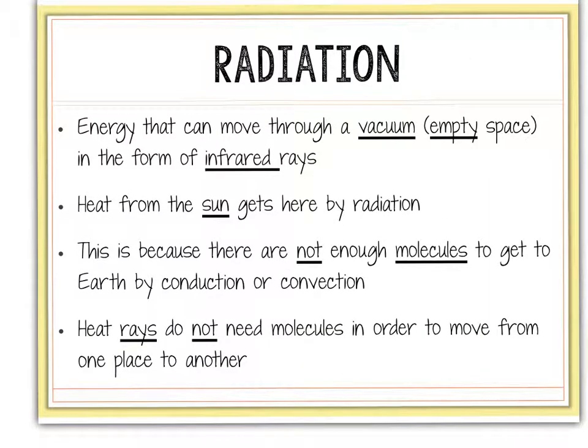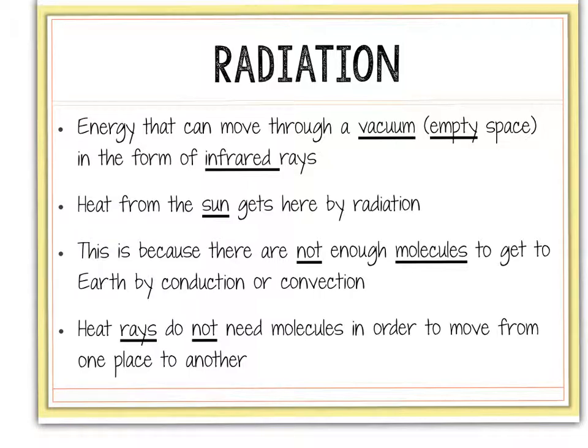The third type of heat transfer is radiation. Radiation is energy that can move through a vacuum. What is a vacuum? Well, a vacuum is just empty space. And heat is going to move through that vacuum in the form of infrared rays. We haven't talked about what infrared rays are, but we will go into that when we discuss the electromagnetic spectrum at a later date. All you need to know right now is that an example of radiation is the sun. The heat from the sun gets to us by radiation.